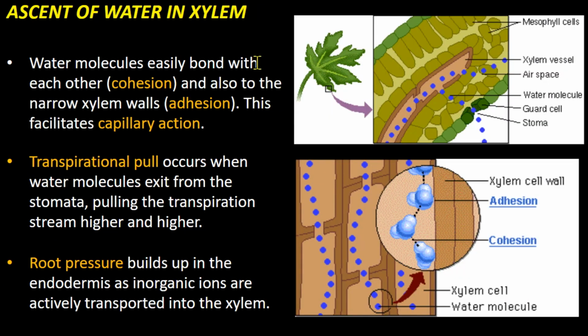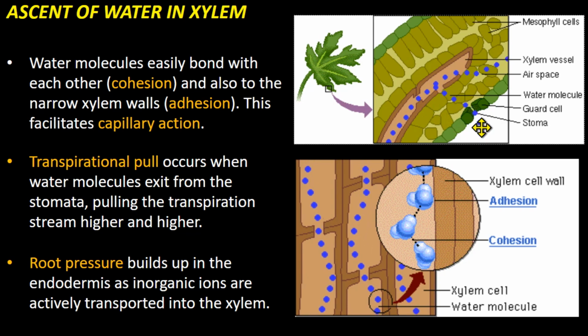So water molecules easily bond with each other. This is called cohesion, but they can also bond to the narrow xylem walls. This is adhesion. This would facilitate capillary action. So transpirational pull occurs when the water molecules exit from the stomata, as you see in here. This will pull the transpiration stream higher and higher as each water molecule exits.